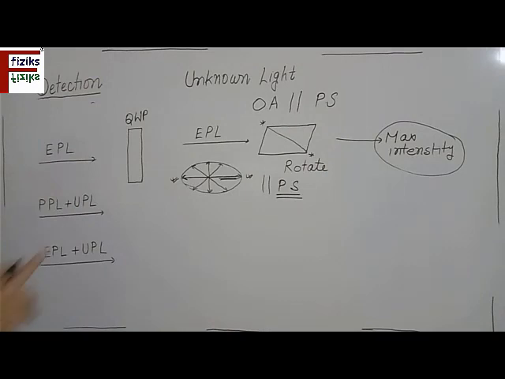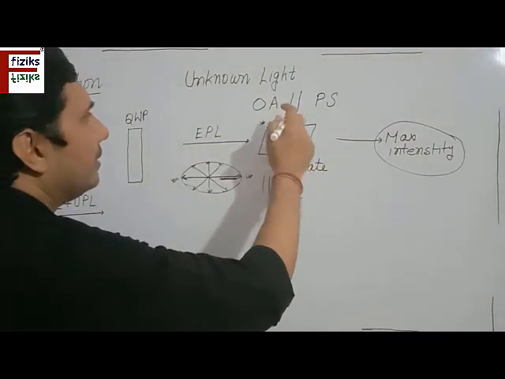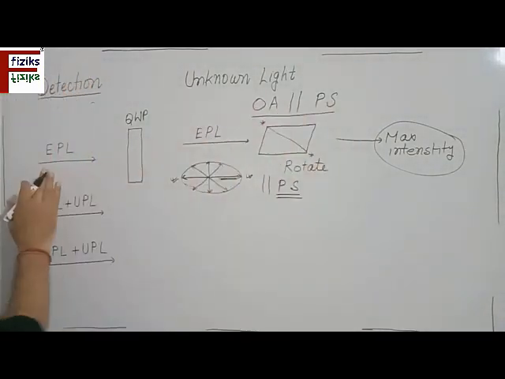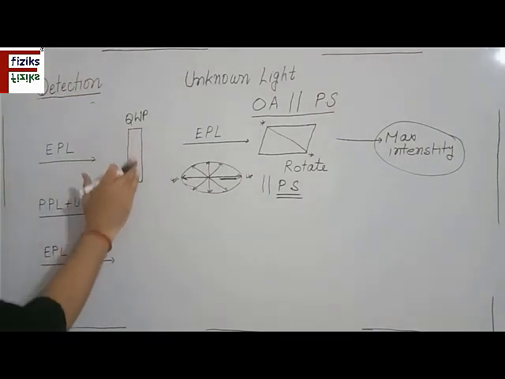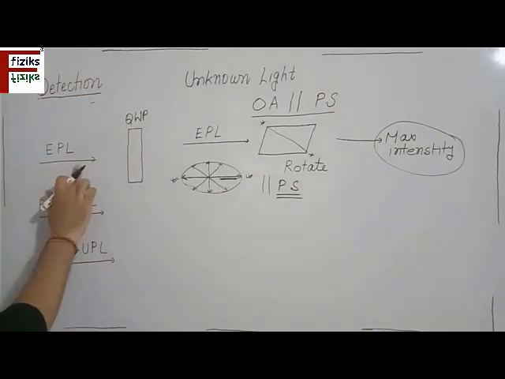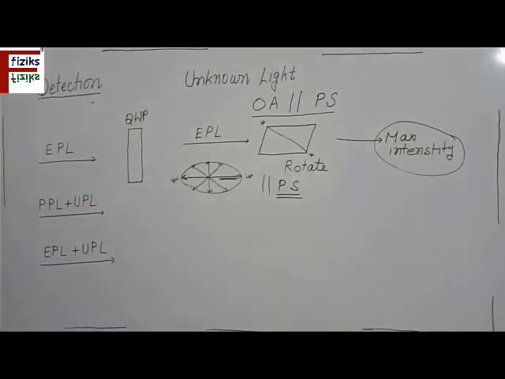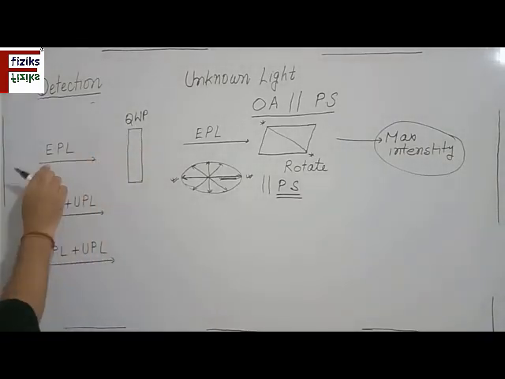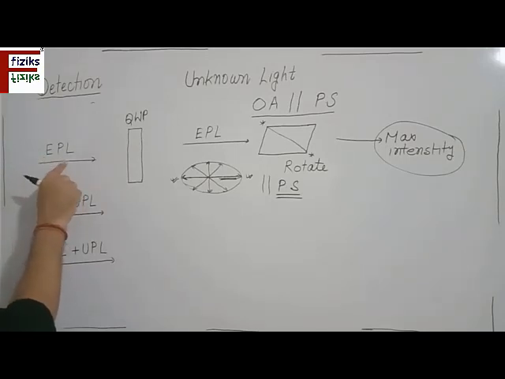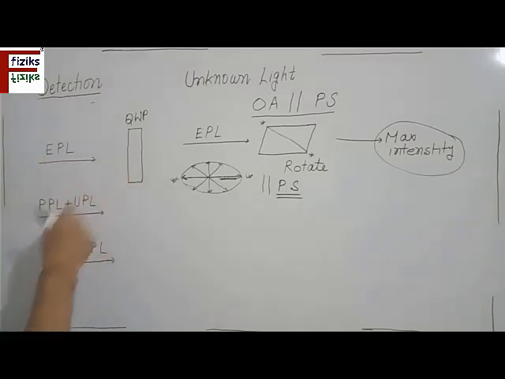When this condition will be satisfied, then what will happen? If EPL is incident on this quarter wave plate, then the principal or the major axis of this EPL will become parallel to the optic axis of this quarter wave plate, and now this EPL will be the rectangular elliptically polarized light for this quarter wave plate.